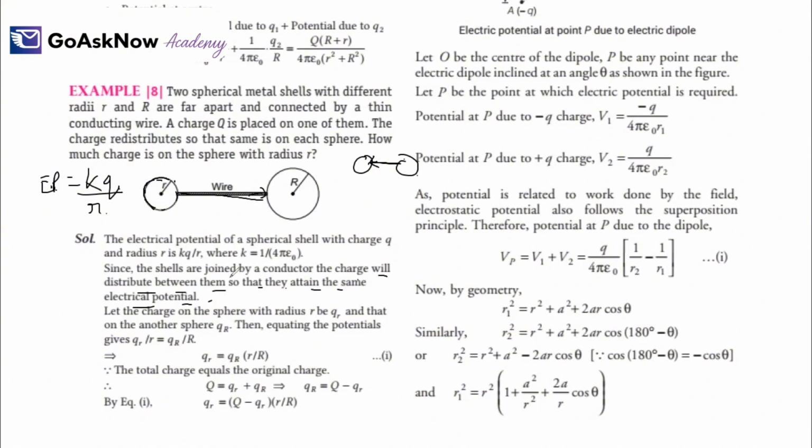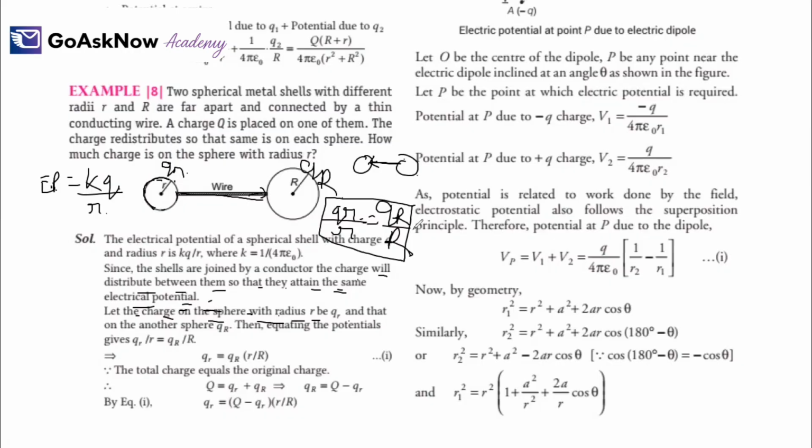Okay, after some time, let the charge on the sphere with radius small r be qr. So after some time, I will assume that it has qr charge, and that the other one has small q capital R. So this is the charge on them after some time. Then equating the potential gives qr by small r equal to capital Q r by capital R. Okay, so after some time you get qr by small r equal to q capital R by capital R. Okay, this condition will be attained after some time, because I already told you that the potential will become equal after some time.